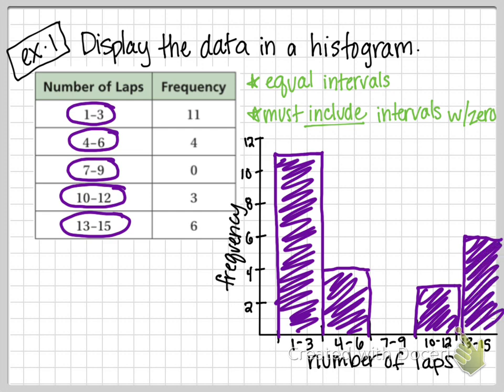So that's our histogram. It helps you easily visualize the data and how it's sort of distributed. We can see that there is a lot of people that did 1 to 3 laps, right? That was the most common. Can we see how many people did 2 laps? No, we can't see that exact, but we can see a range of values.